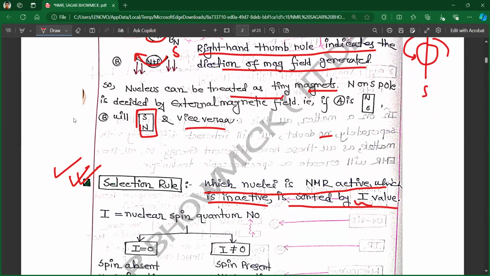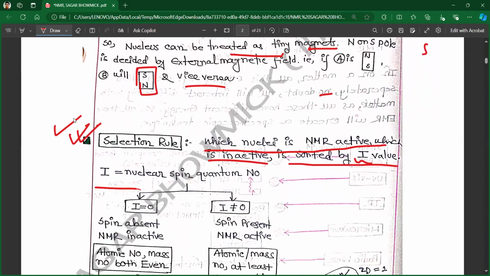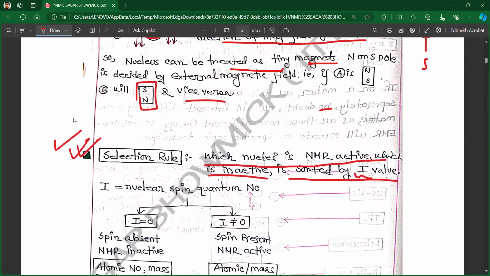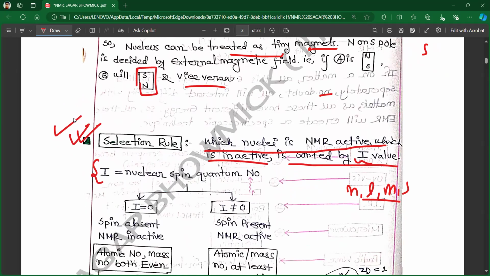What is I value? I is the nuclear spin quantum number. In electronic configuration, we know some quantum numbers n, l, m, s, right? For the nucleus, there is one more quantum number called the nuclear spin quantum number. We are categorizing this in two sections based on their values. In one case, it is possible that I equals 0. In another case, I is not equal to 0.